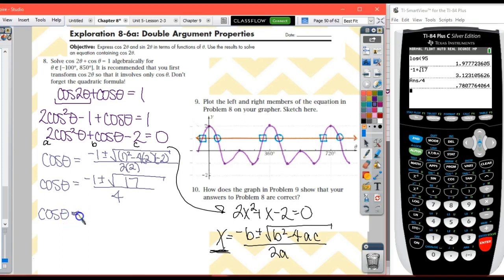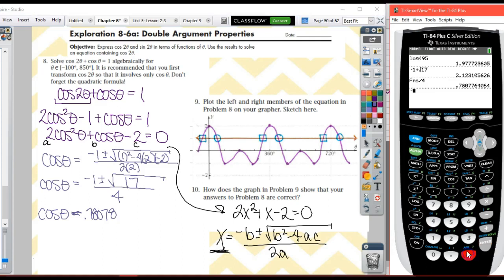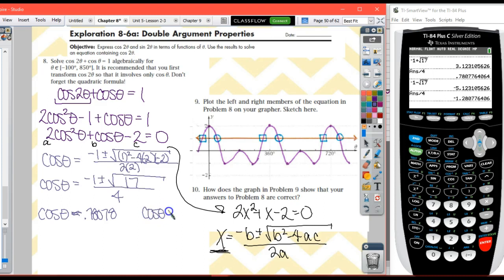So cosine needs to be approximately equal to 0.78078, we'll say. I'm going to do the same thing, but now subtract the square root of 17, and then divide that by 4. And we will get negative 1.28, yada, yada, yada. So that's the other value that cosine would have to equal. Now, hopefully you're thinking to yourself that cosine can never be larger than 1. And so this result from the quadratic formula is not going to give us any answers for theta. And so we can just cross that off.